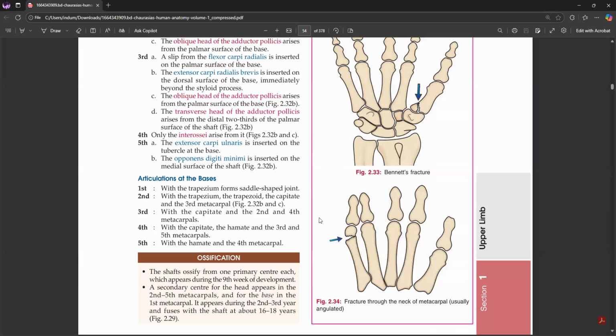Fifth, the extensor carpi ulnaris is inserted on the tubercle at the base. The opponens digiti minimi is inserted on the medial surface of the shaft, figure 2.32b.